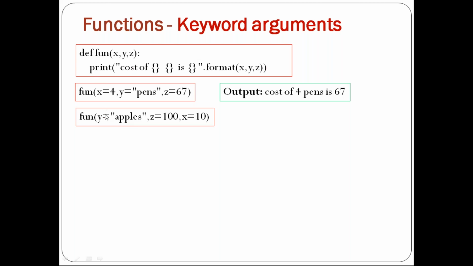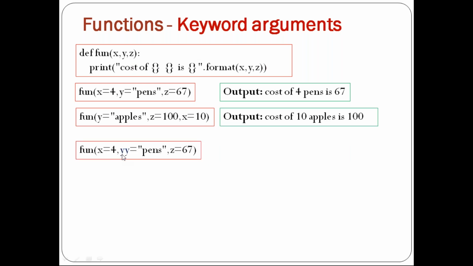Instead of supplying the number as the first argument, I'm supplying the string. Even though it won't, you won't get any kind of error message because we are not following the positional arguments. We are following the keyword arguments. That's why apples will be assigned to the formal variable y, 100 will be assigned to z, and 10 will be assigned to x. As a result, we will be getting cost of 10 apples is 100.